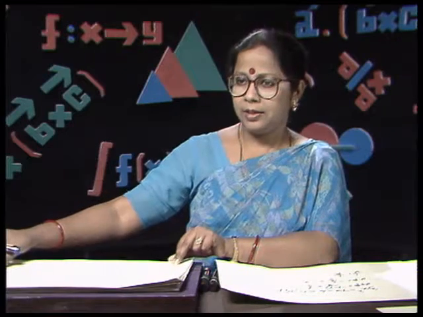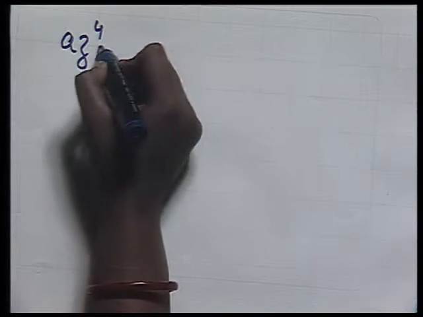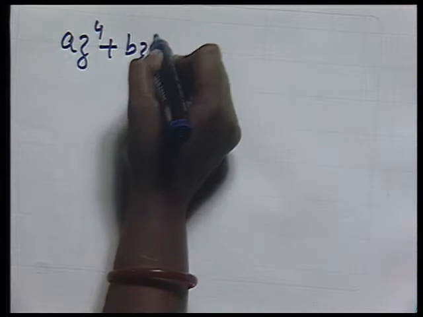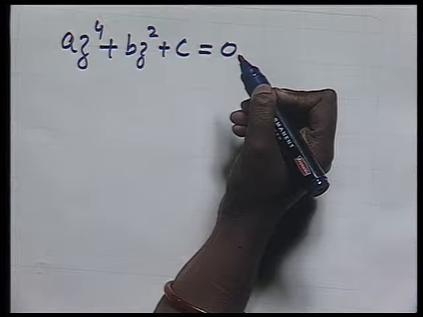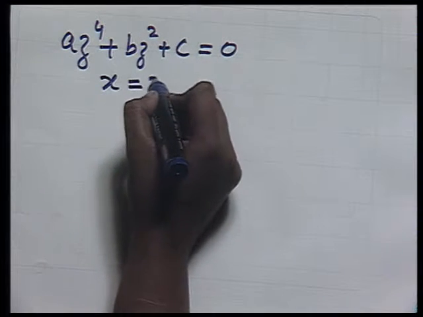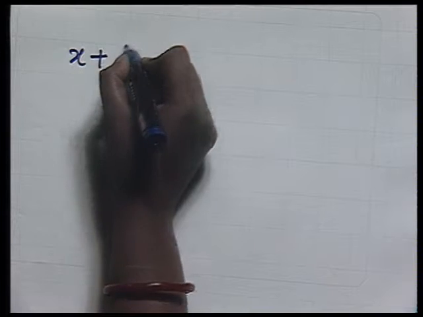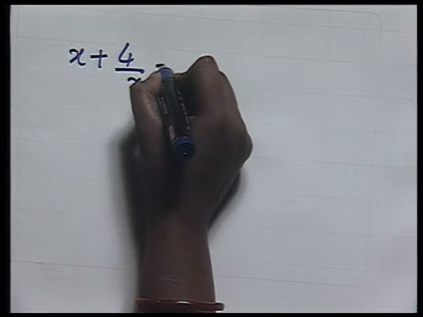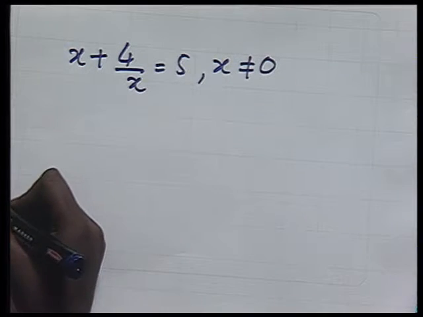Thus, we find that an equation of the form a z raised to the power 4 plus b z square plus c equal to 0 can be reduced to quadratic form by the substitution x is equal to z square. Consider the equation x plus 4 upon x is equal to 5, x not equal to 0.